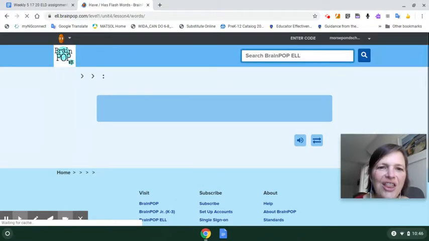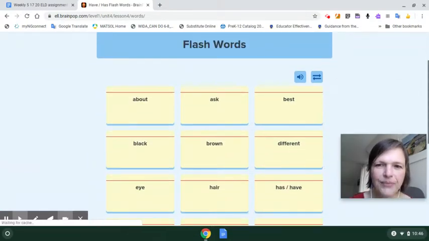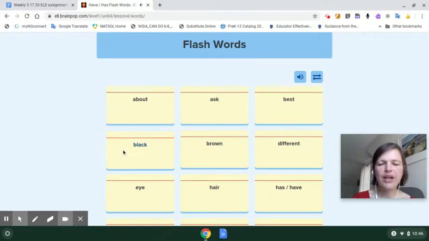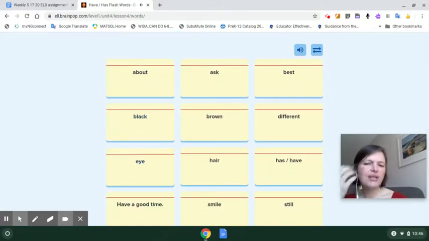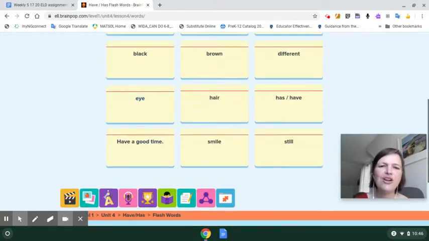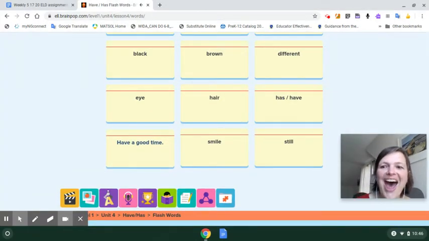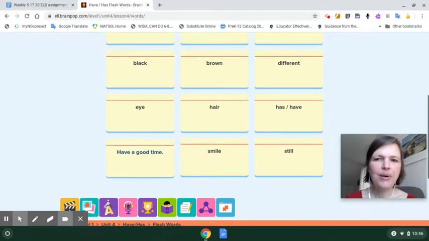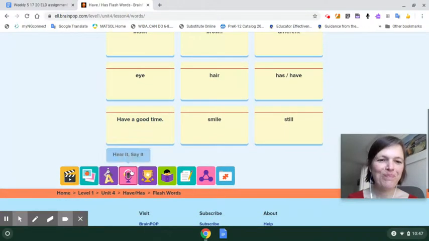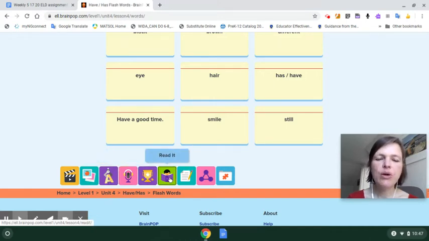I'm going to click on those. For flash words, these words like best, black, the color of hair, we can say our eye color and our hair color, and we can say has, and our good expression will be have a good time. Have a good time, right? Smile, and still. So we still have fun with my best friend. You can do wordplay. You can do reading, which is an important one to do.